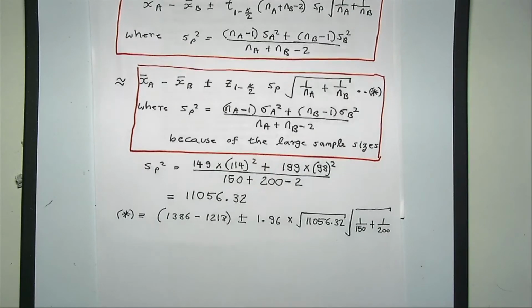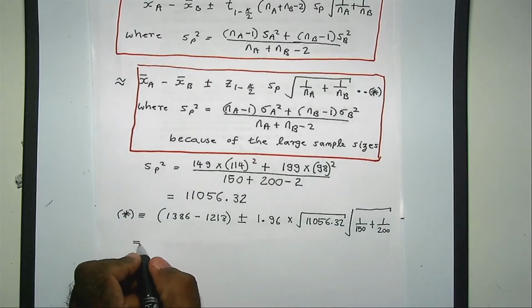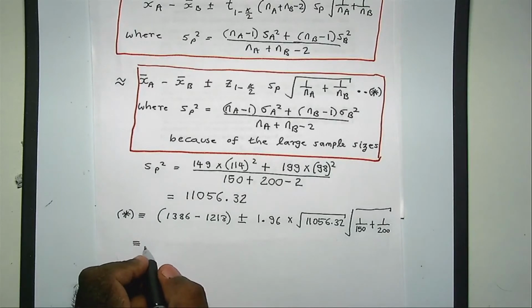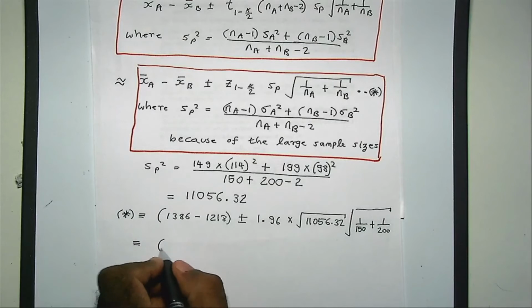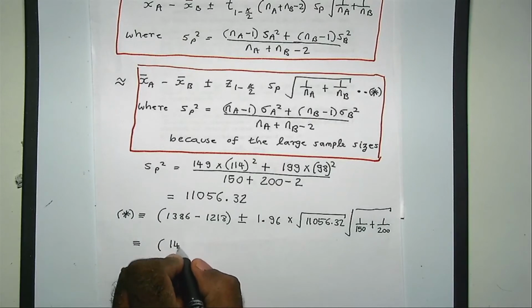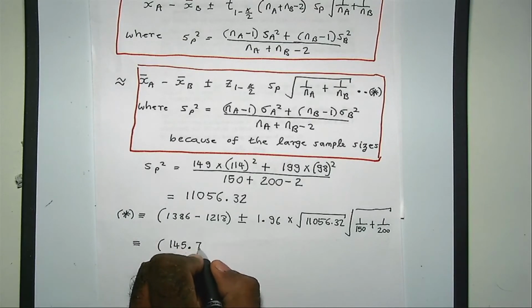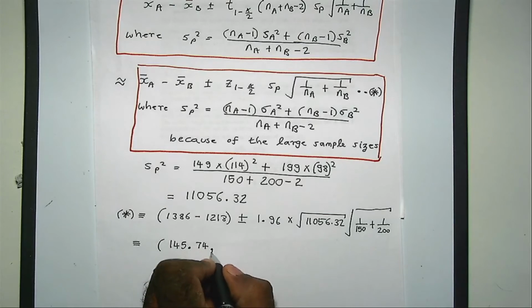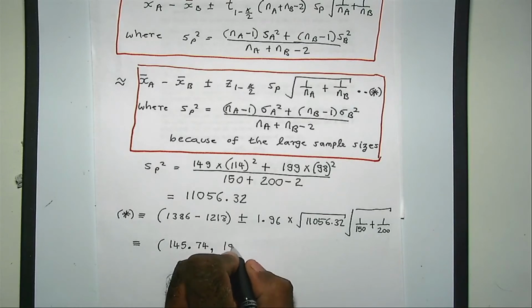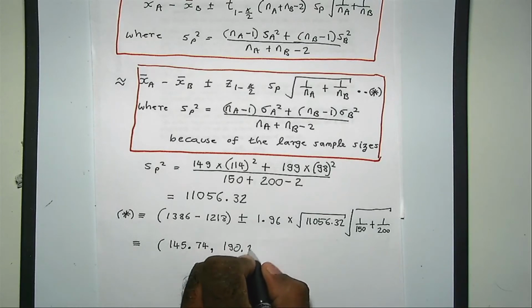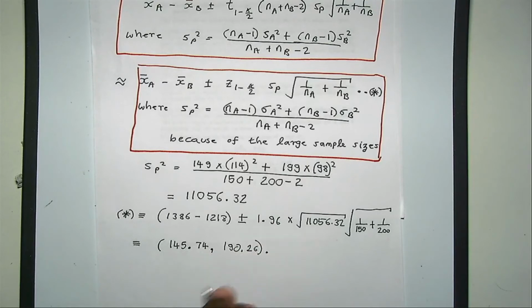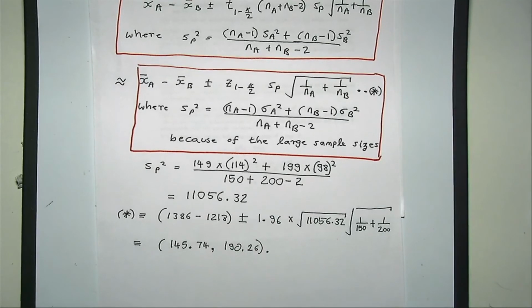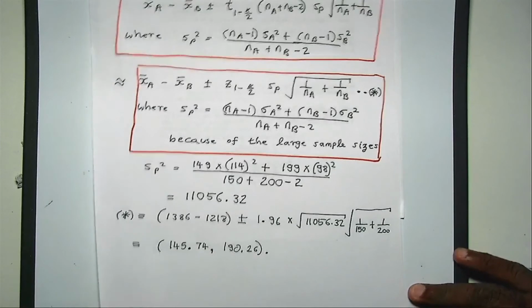Now if you do the math, the lower limit will be 145.74 and the upper limit will be 190.26. Alright, so this is the answer to part 2.